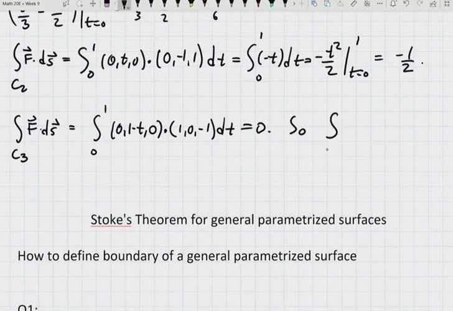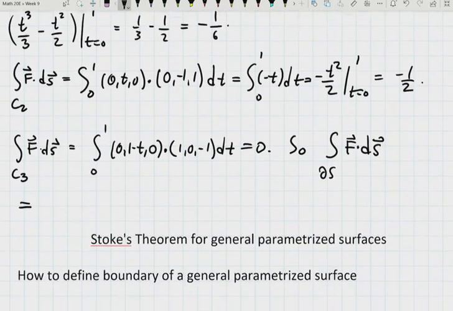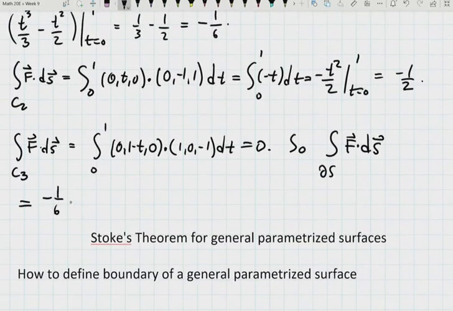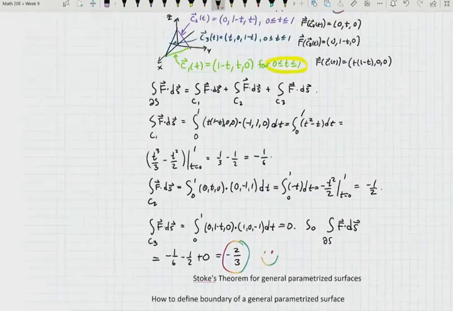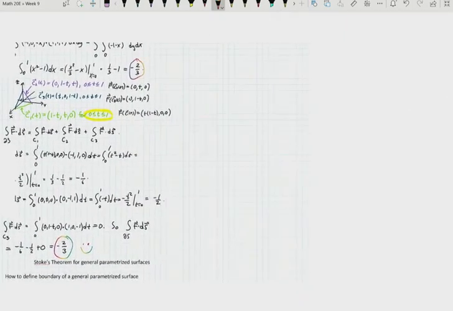So adding these three up, the path integral, or line integral rather, of F·dS around the boundary is, we got negative 1/6 minus 1/2 plus 0, which is negative 2/3. Same answer as we got last time. Yeah. All right.